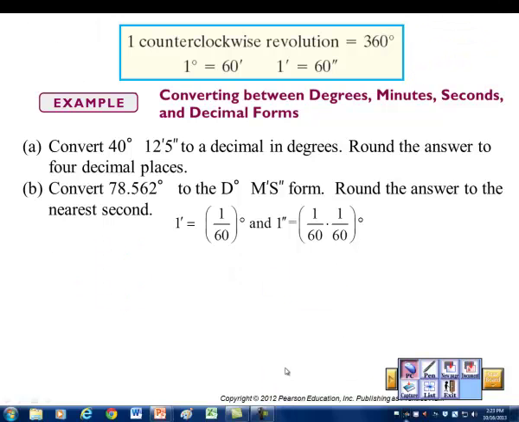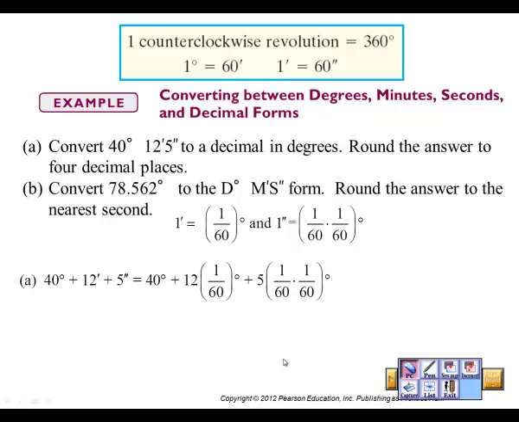So from here, you can see that they use 1 over 60 times 1 over 60. We use 1 over 3600. So as a decimal, we're going to end up with 40.2014 degrees. So we've converted from degrees, minutes, and seconds to just strictly degrees.